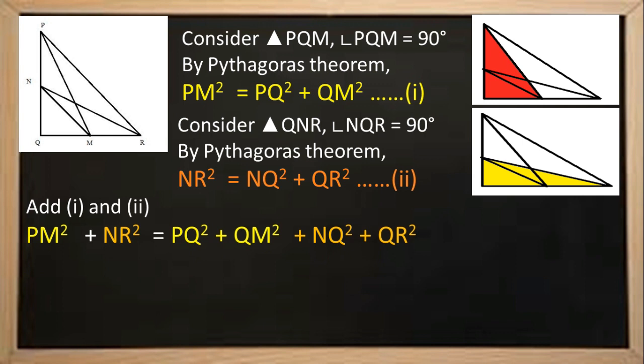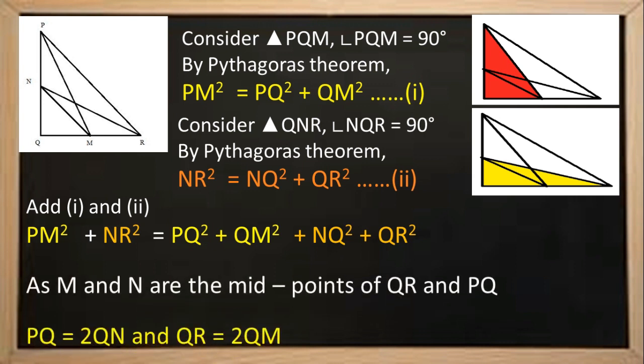So let us add result 1 and result 2. Add left hand side and right hand side respectively. On the left hand side we have PM square plus NR square, and on the right hand side we have PQ square plus QM square plus NQ square plus QR square. Now we cannot simplify the result we have got. So if you think over, we can note down that M and N are midpoints. So PQ can be replaced by 2 times QN and QR can be replaced by 2 times QM. Proceed in the same manner.